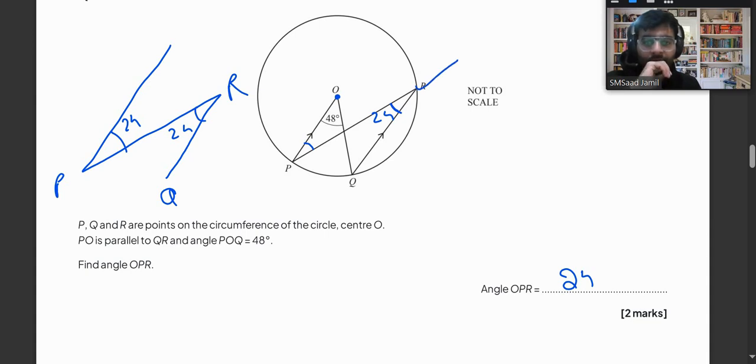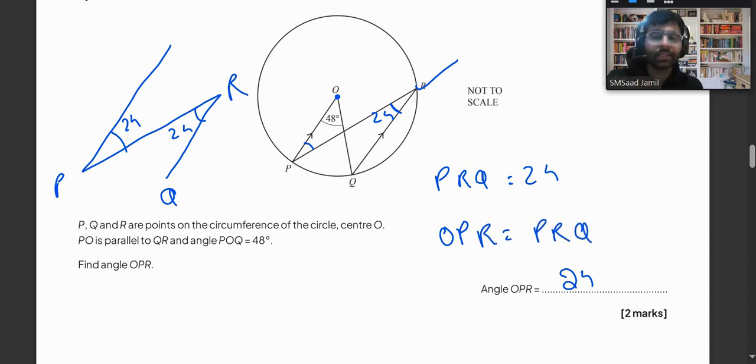So which means that PRQ is 24 and OPR is same as PRQ because angles in the alternate segment.